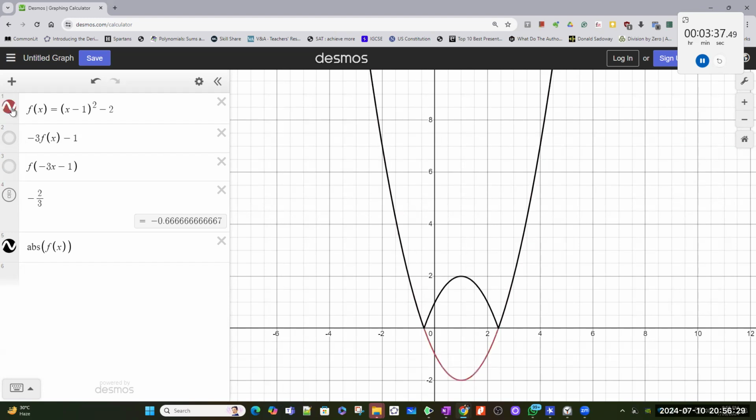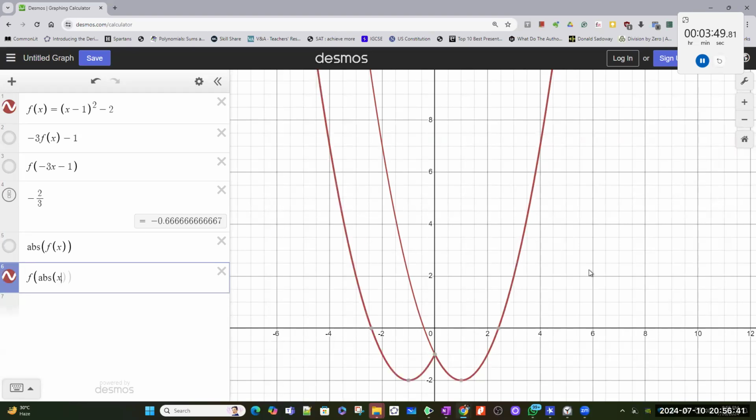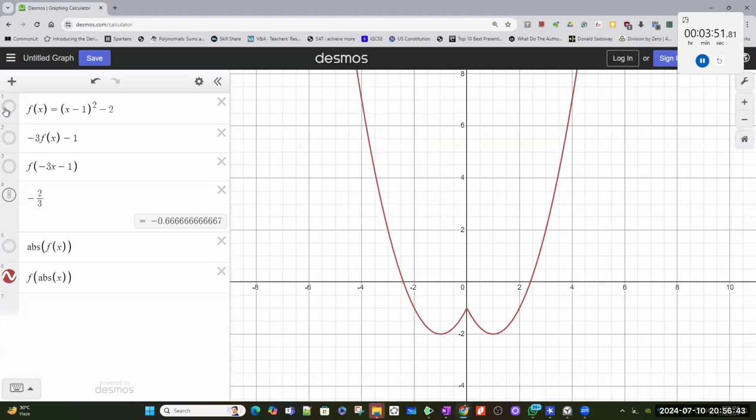Now, one thing, and this is a vertical transformation in some sense, but if it was absolute value of the inside, although I am not expecting this to be on the exam, but this is what you get. Ali, Aram, go ahead.